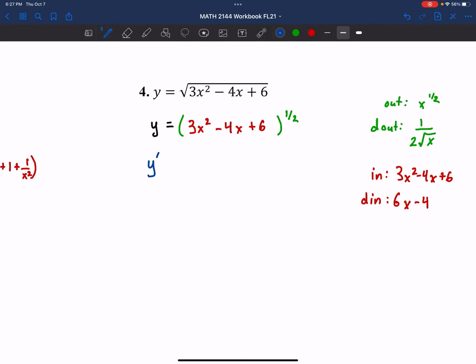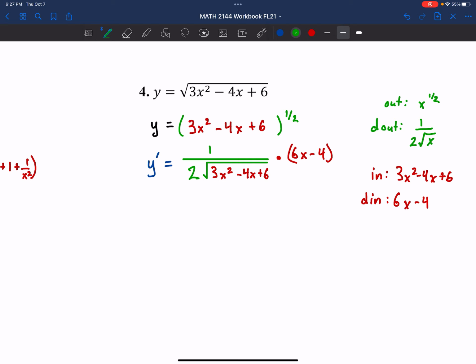So y prime is going to be equal to the derivative of the outer. So this is going to be 1 over 2 square root of x, but again, it's not x, so we're just going to bring the inside along. So the 3x squared minus 4x plus 6. And then we'll multiply it by the derivative of the inner, which is going to be 6x minus 4. All right, so again, this is the chain rule.